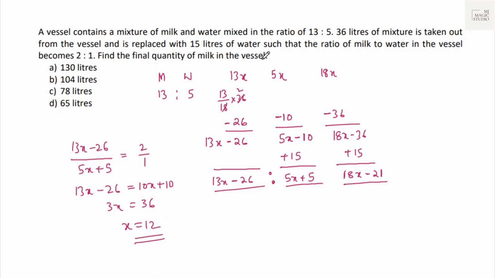Let's see. Find the final quantity of milk in the vessel. Final quantity of milk in the vessel is 13 into 12 minus 26. Let me take common 13. This is 12 minus 2, that is 10. 13 into 10 is 130 liters. What is the final quantity of milk in the vessel? 130 liters. That is option A. Again I am telling you, mixtures are nothing but a role play of proportion and ratios. Concentrate on that, you will always get the answer.